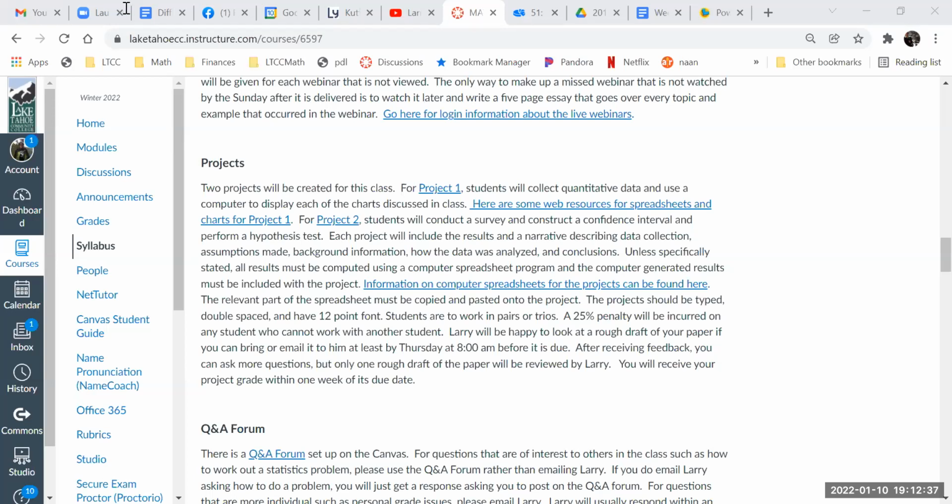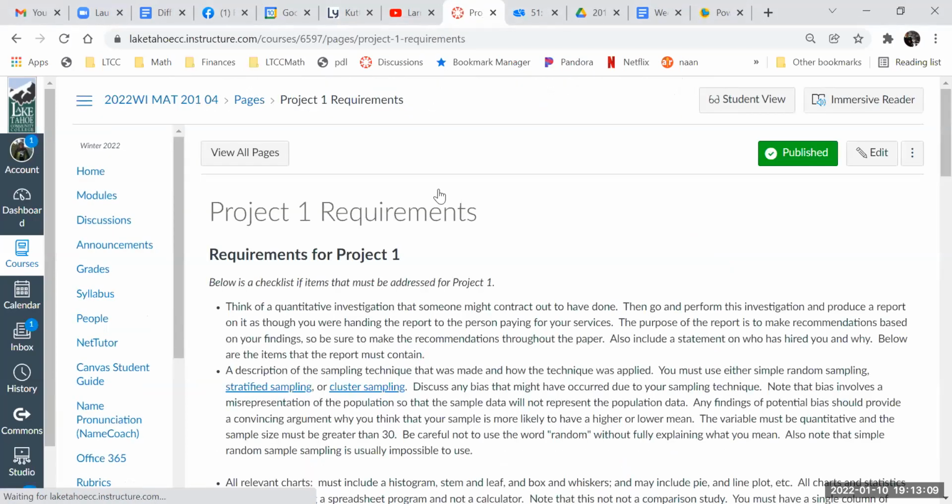Okay, now let me read along. For project 1, students will collect quantitative data. Now that we've gone through a bit, what does it mean to be quantitative data? Yeah, numbers. And this has to be a survey. You're going to be doing a survey of people. Just letting you know that. First, I'm going to click on this project 1 link. In Canvas, you have the same thing you can click on too. It shows you the requirements for project 1.